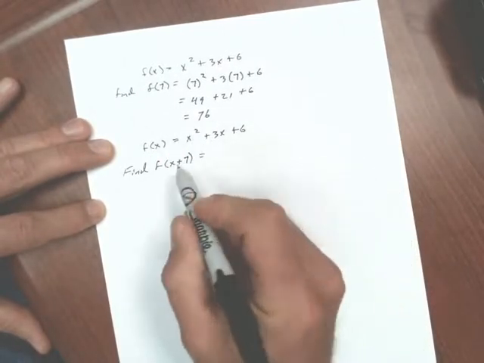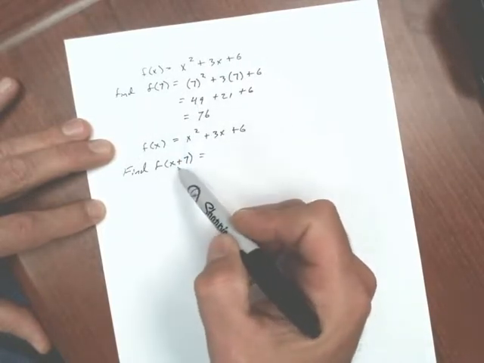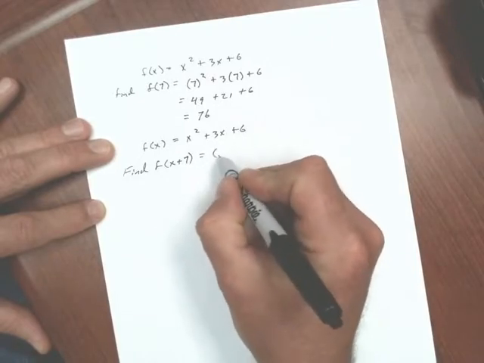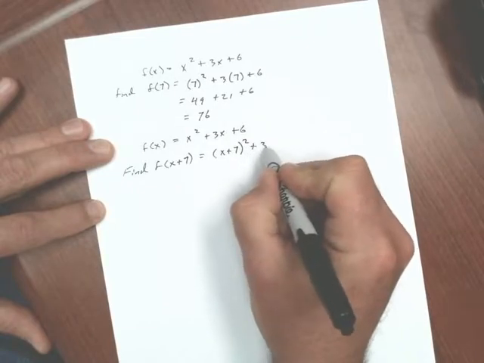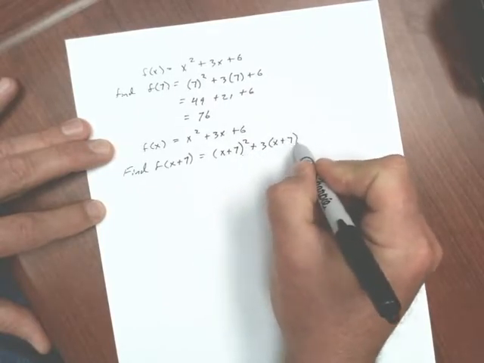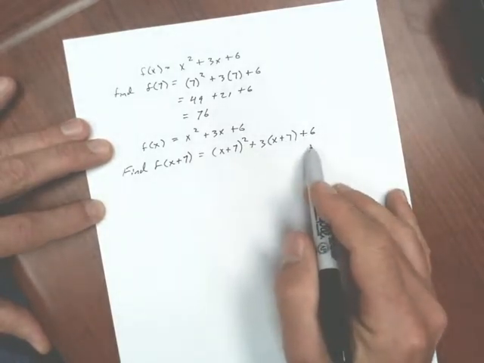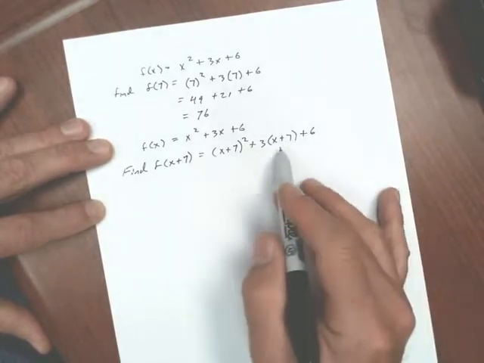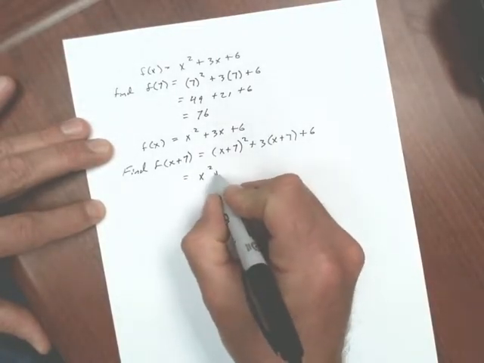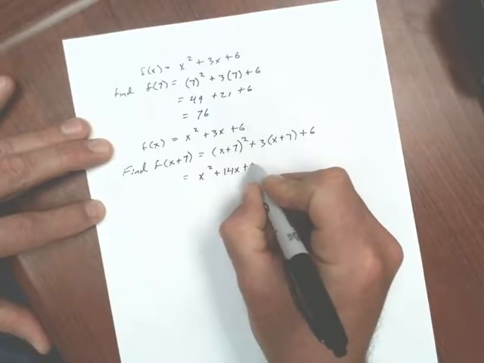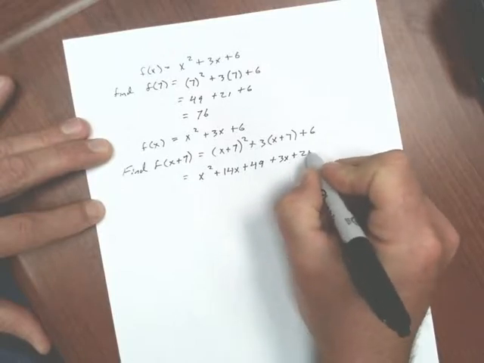Well, again, wherever there's an x, instead of putting in just 7, we're going to put in x plus 7. So that would equal x plus 7 squared plus 3 times x plus 7 plus 6. Now, we never want to leave it in this form, right? We want to try and simplify as much as possible, which means getting rid of these parentheses. So that gives us x squared plus 14x plus 49 plus 3x plus 21 plus 6.